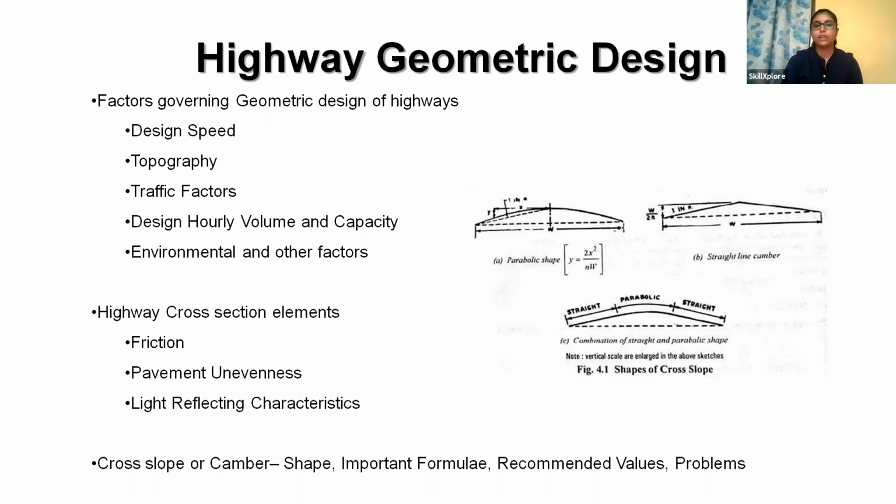Traffic factors will also affect it. Traffic will be different in different regions, right? Some areas will be residential, some industrial, and some will have more IT firms and offices. In the central business district, the traffic will be very high. So the traffic density and similar characteristics should also be considered while geometrically designing the highway. That is one major characteristic.